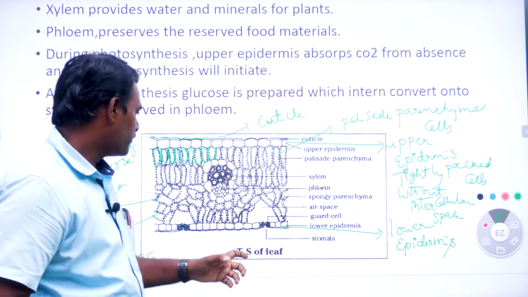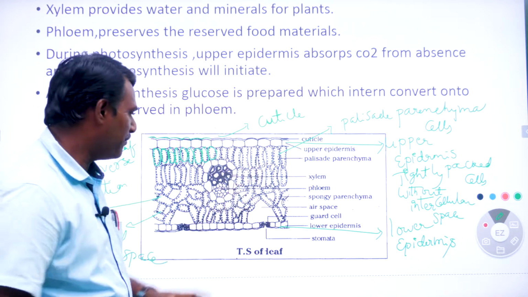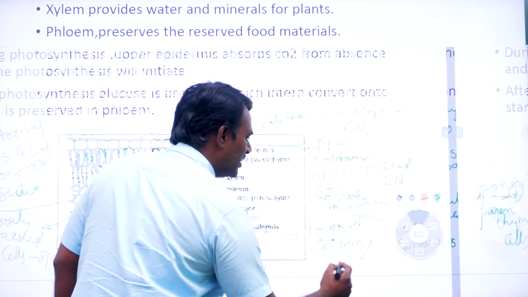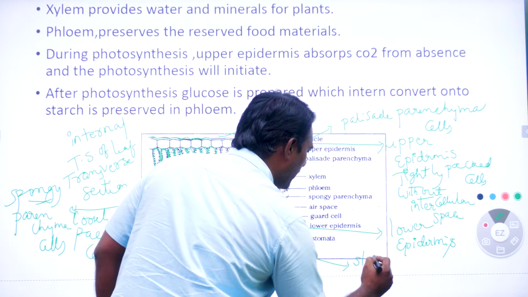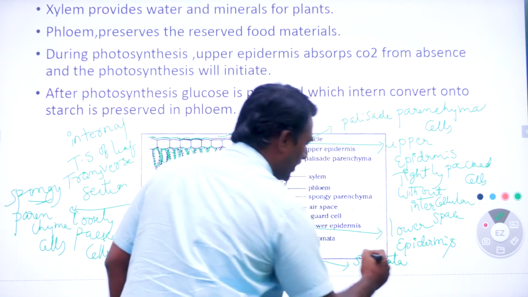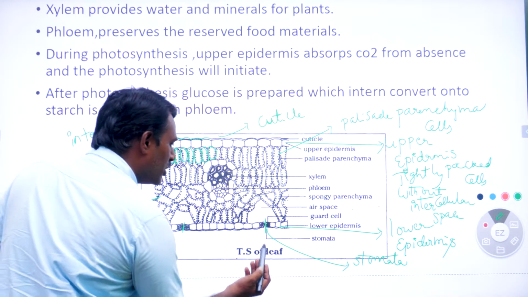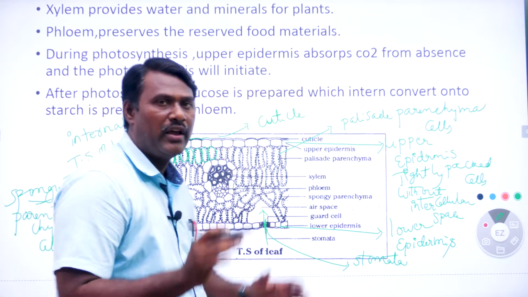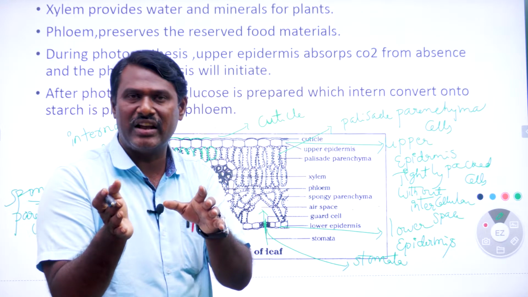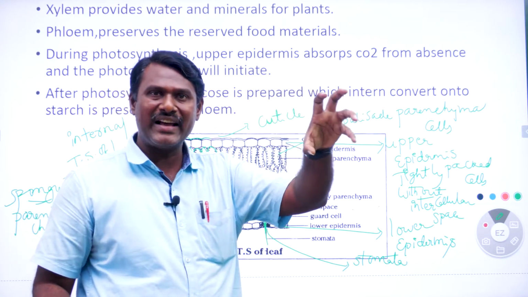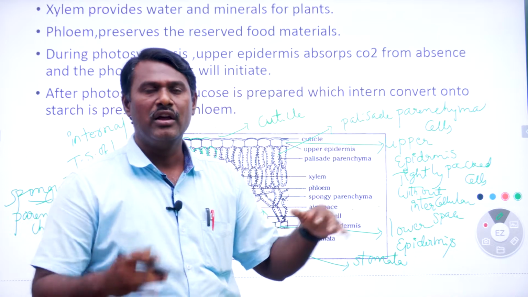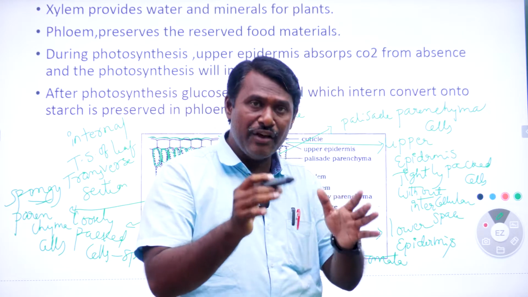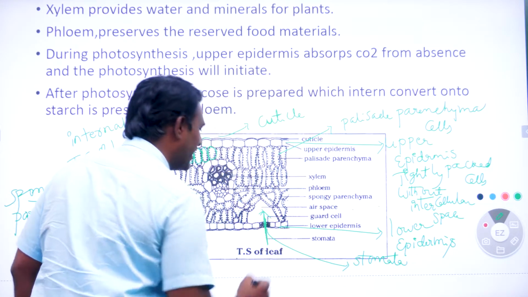Next, in the lower epidermis of the TS of leaf, they have a small space. This small space present in the lower epidermis we call stomata. Very, very important. During photosynthesis, gases will diffuse through the stomata. Carbon dioxide is one of the factors required for photosynthesis, and it is taken in by the leaf through the small hole-like structure called stomata.